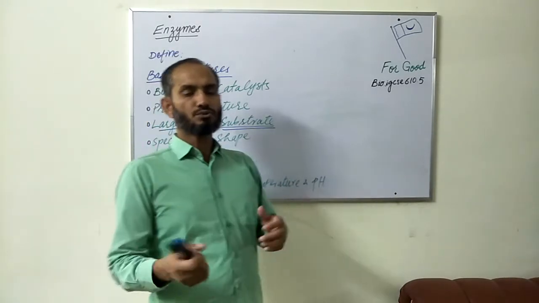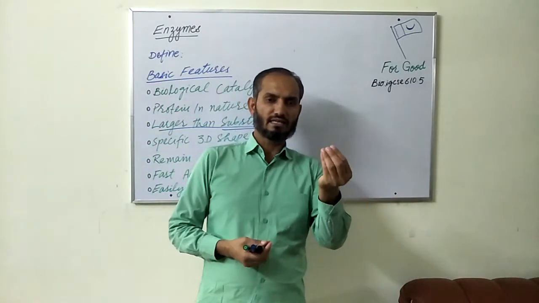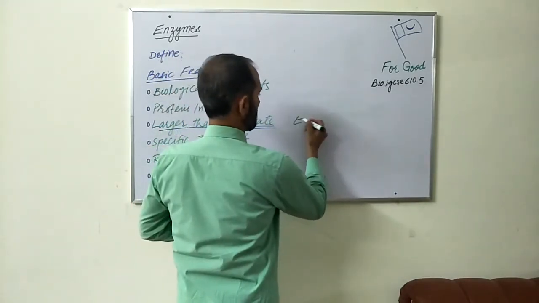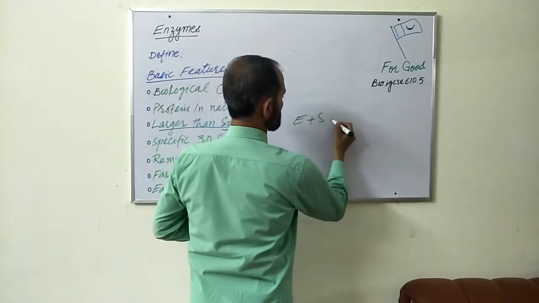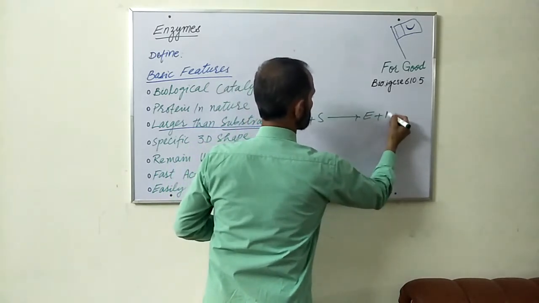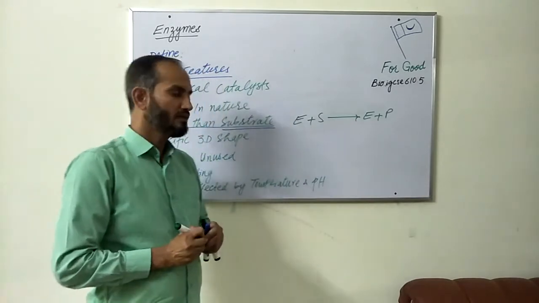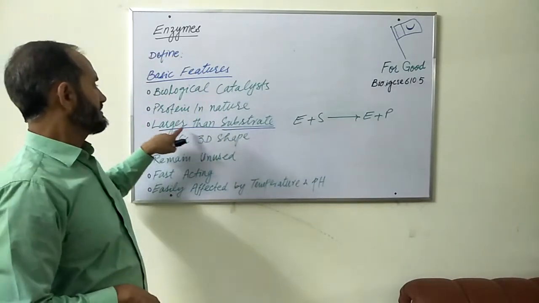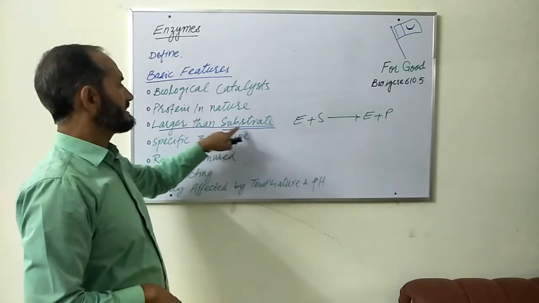So there are two things. There is one thing, the enzyme, and the other thing, the substrate. Means this is enzyme plus this is substrate, and they are changed into enzyme plus product. So what I am discussing here is that enzymes are always larger than the substrates.